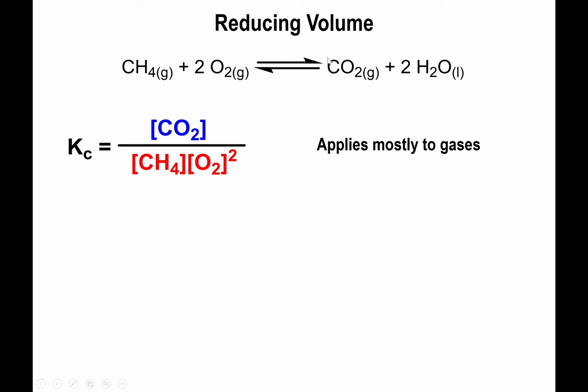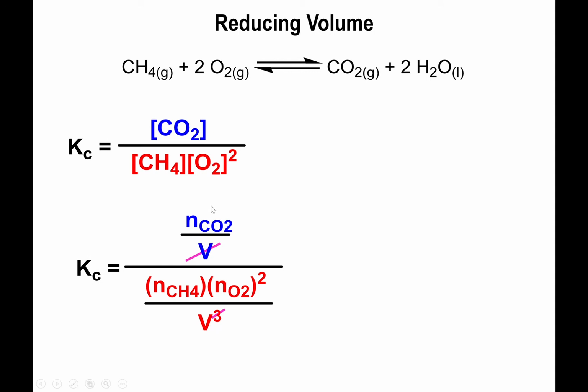All right, so this idea of changing the volume is only going to apply if you have gases. Okay, so let's take a look at what happens when we reduce the volume. In order to really tell what happens with the volume, consider the following. The concentrations shown in here are molarity concentrations. And molarity concentrations imply that you have moles divided by liters, and liter is the volume. So if you rewrite the concentration of CO2 as moles of CO2 over volume, and you keep in mind that the volume of all the gases is going to be the same because they're all going to be in the same container, what ends up happening is that when you rewrite this, you have moles over volume for CO2, moles over volume for CH4, but for O2, which is being squared, you'll have moles squared over volume squared.